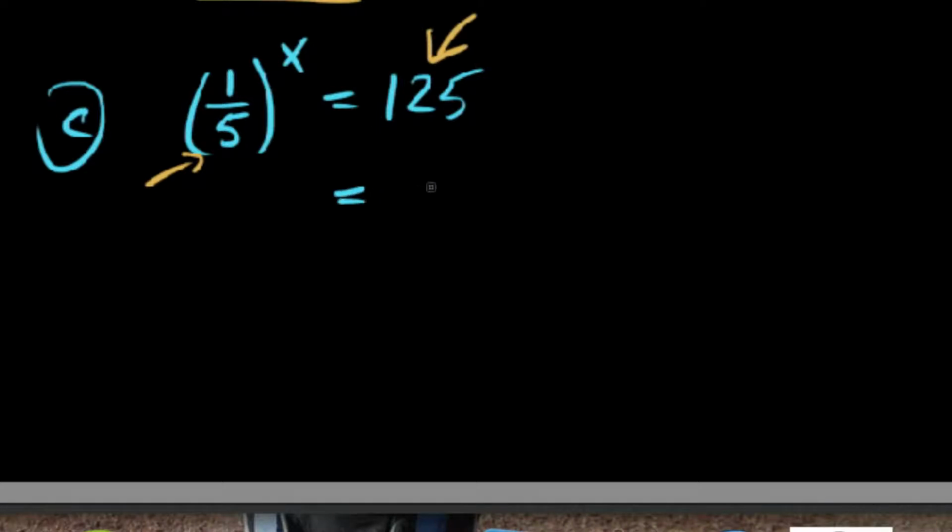So we're going to start with this 125 on the right here. We know this is 5 to the power of 3. And over here on the left, this is the same thing as 1/5 to the positive x. So two things we can do here.